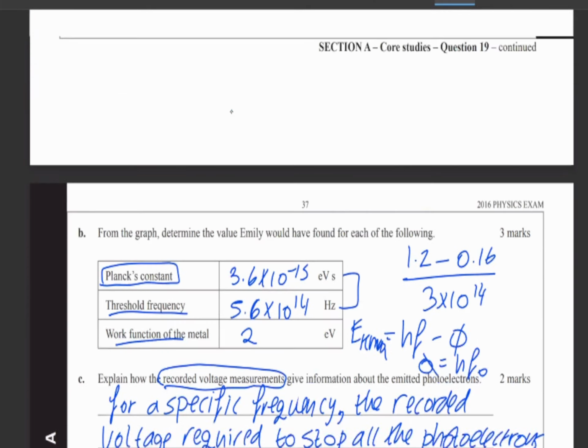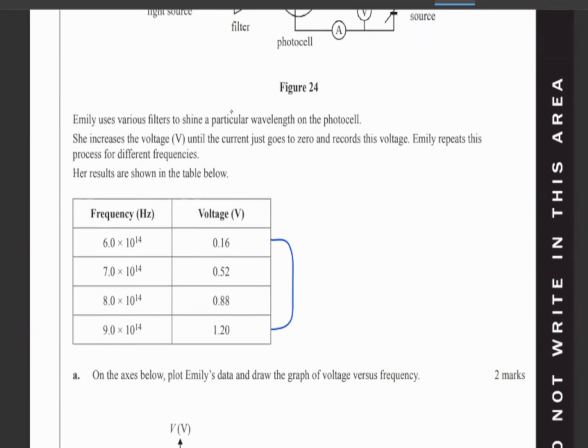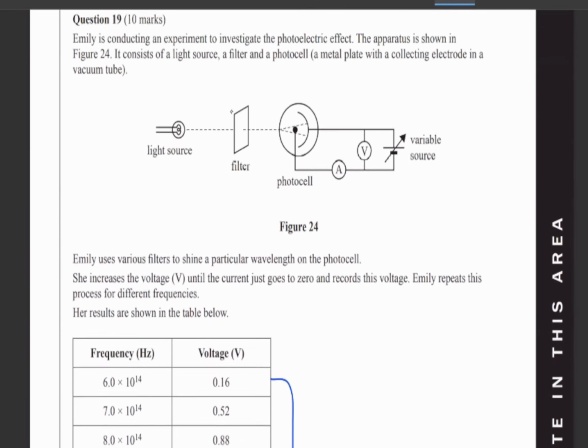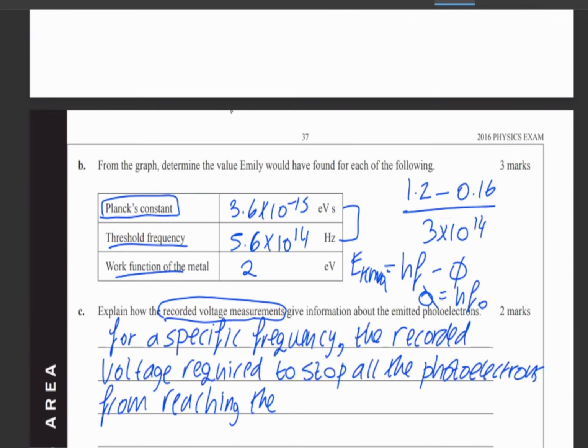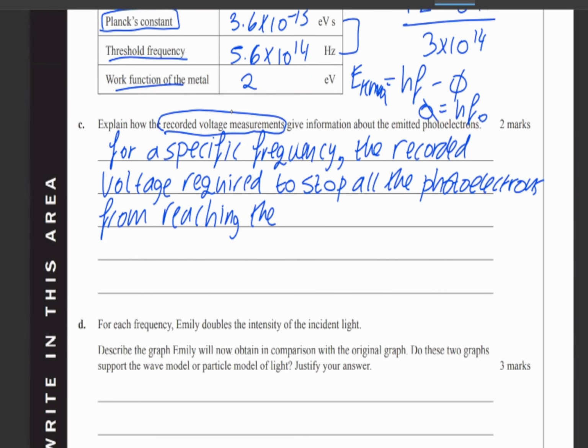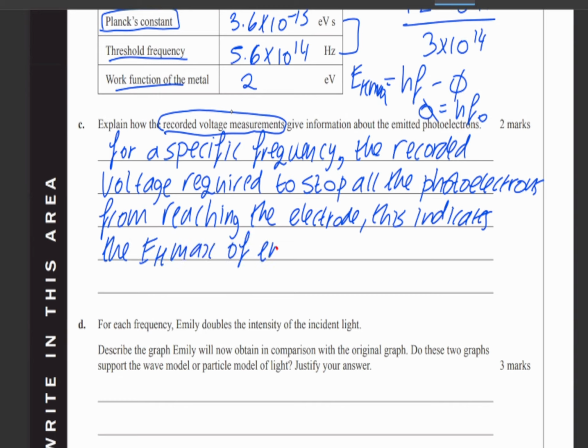What's the cathode in here? Did they use electrode? Yeah. This indicates the EK max of emitted photoelectrons.